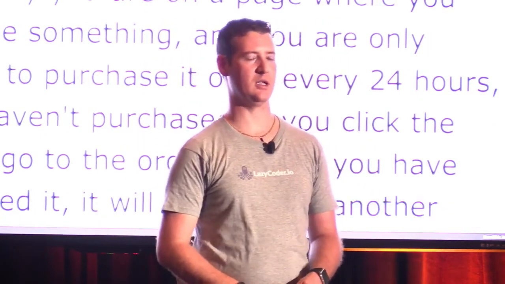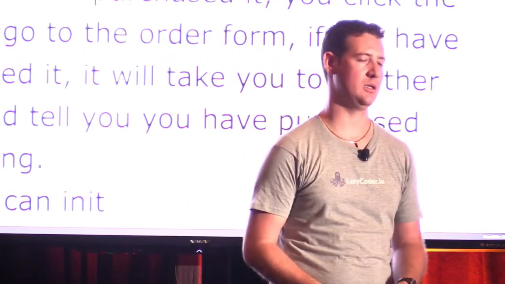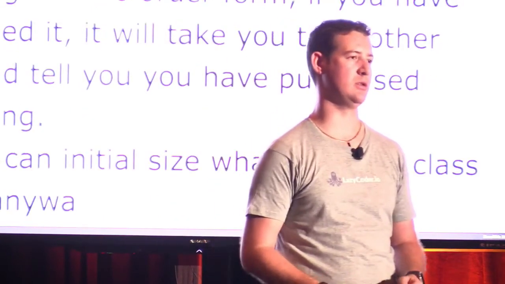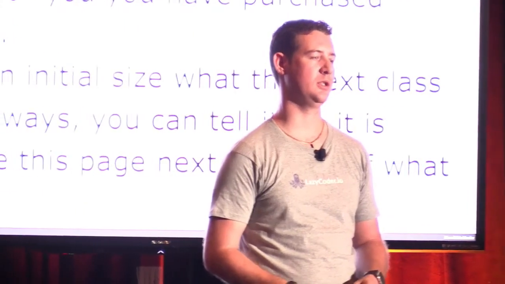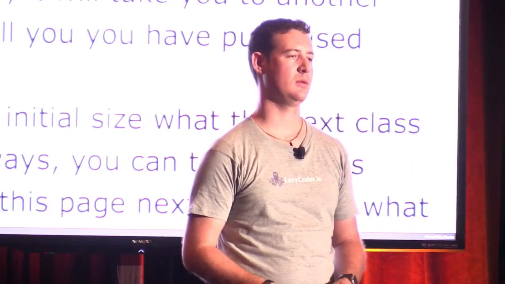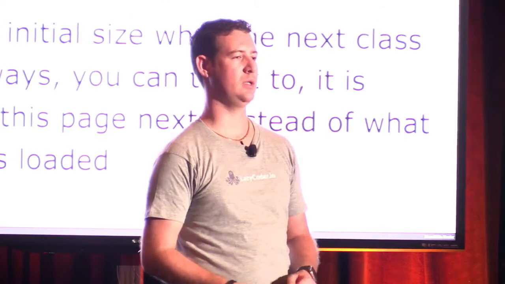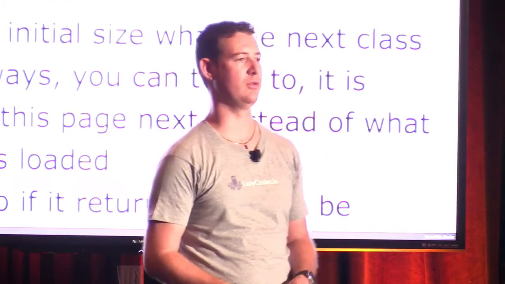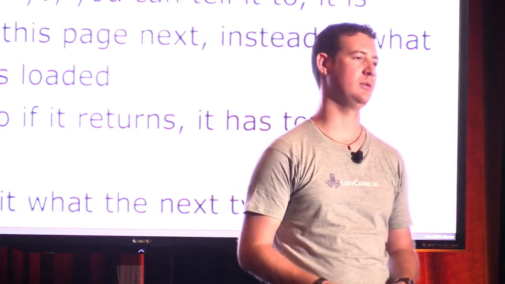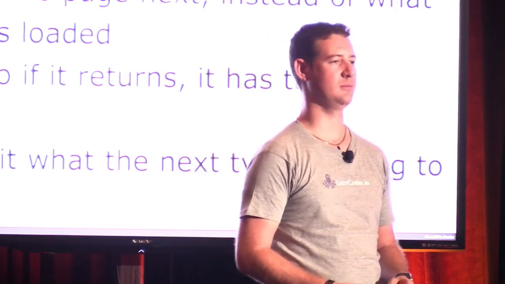Yeah, you can always just straight up initialize what the next class will be anyways. You can just tell it it's going to be this page next, instead of what actually gets loaded. Right, but on the returns, you'd either have to be generic of some type. Yeah. You end up telling it what the next type is going to be, and that overrides what would normally be loaded. Okay, thank you. Yeah, no problem.